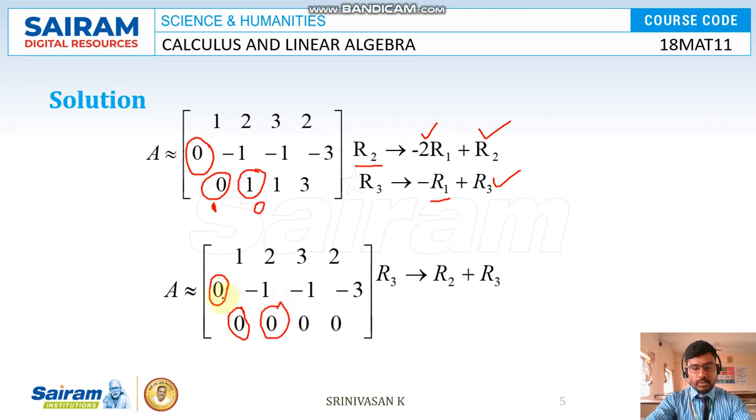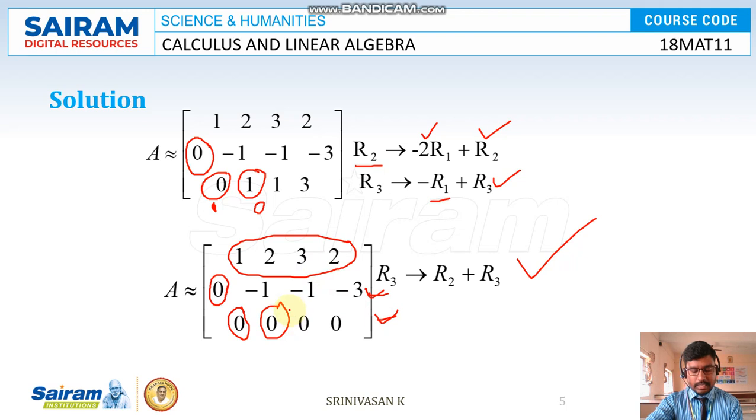After that, we check the echelon form conditions. What are the echelon form conditions? The first condition is that all the zero rows are below the non-zero rows. Is the first condition satisfied? All the zero rows are below the non-zero rows.